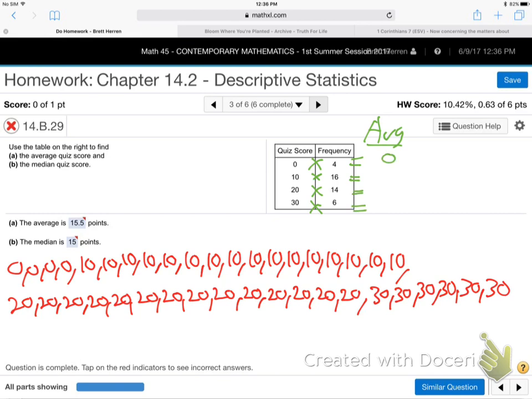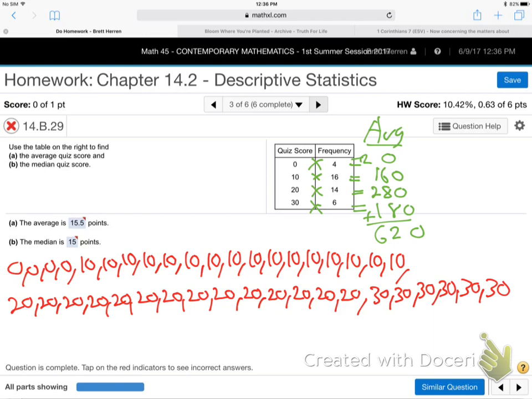Multiply them. So that's 0, 160, 280, 180, and add those up, right? Because we have 16 10s, and 14 20s, and 6 30s. So just multiply. Add them up. Get whatever that total is, 620, and then what are we going to do with that? Divide by the number of frequencies. Divide by the total number of numbers. That's how you do average, right? You add them all up and divide by how many numbers.